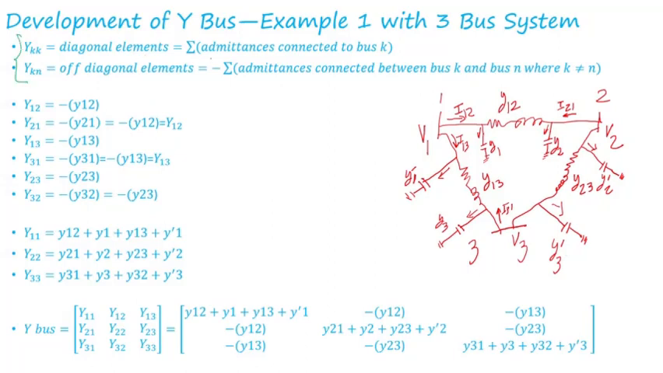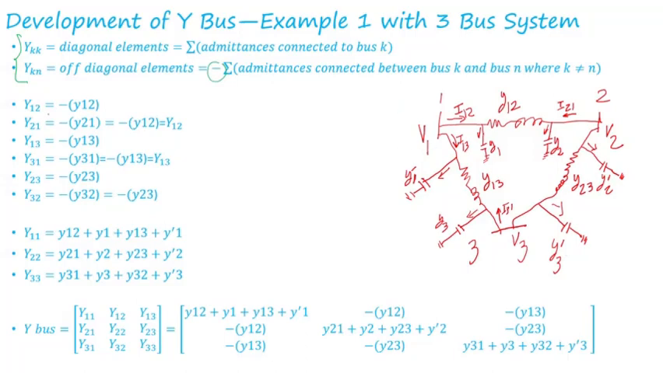the diagonal elements are equal to the sum of the admittances connected to bus K. So for Y11, it's anything that's connected to bus 1. Y22, it's anything connected to bus 2. Y33 is anything connected to bus 3. And YKN, such that K is not equal to N, are the off-diagonal elements, so you have to add a negative sign. It's minus the sum of all the admittances connected between bus K and bus N.